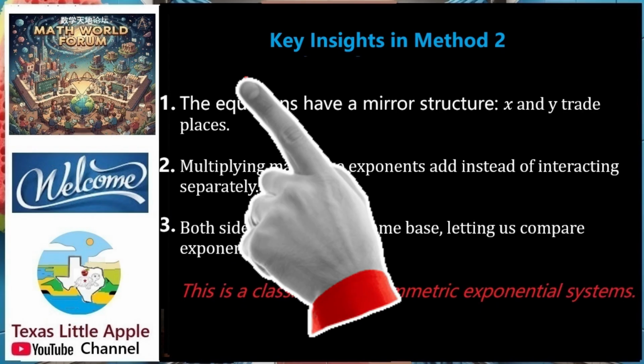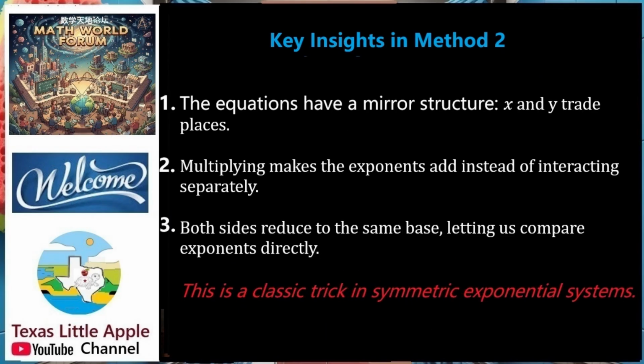The key insights in the second method come from 3 observations. Number 1. The equations have a mirror-like structure, x and y trade places. Number 2. Multiplying the equations makes the exponents add, instead of interacting separately. Number 3. Both sides collapse to the same base, allowing us to compare exponents directly. This is a classic trick for solving symmetric exponential systems.